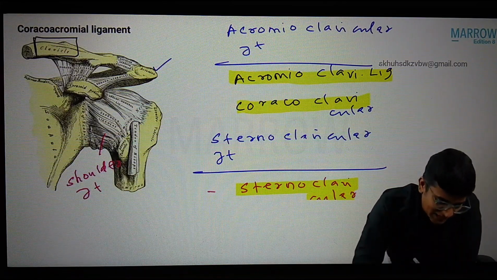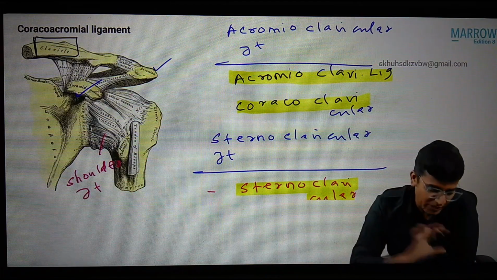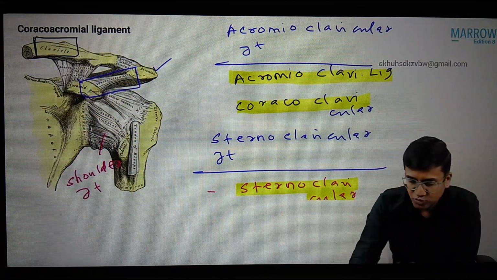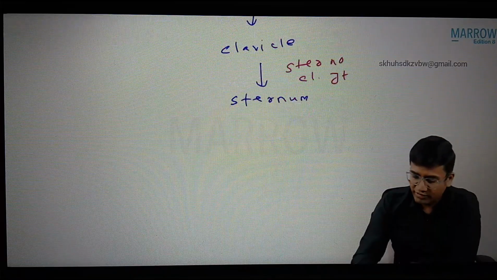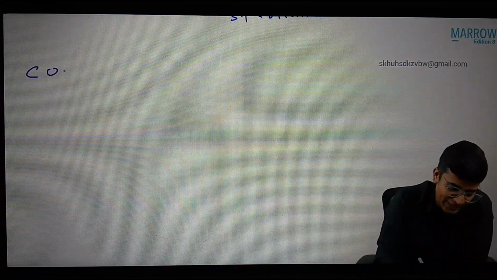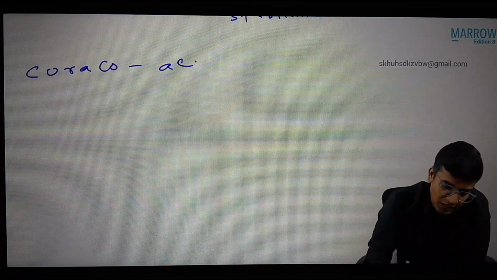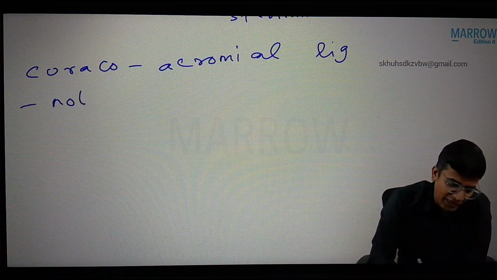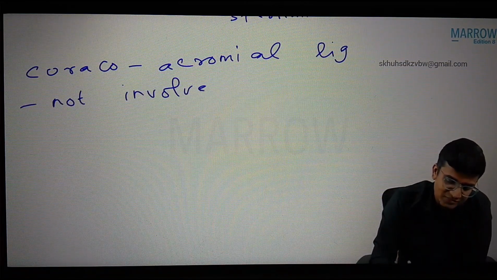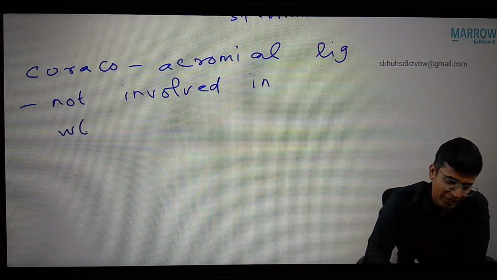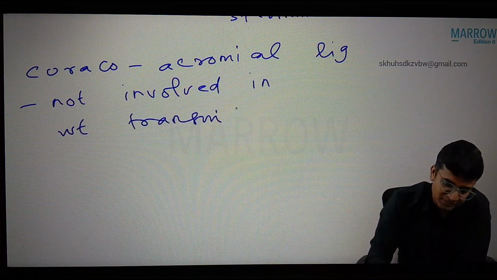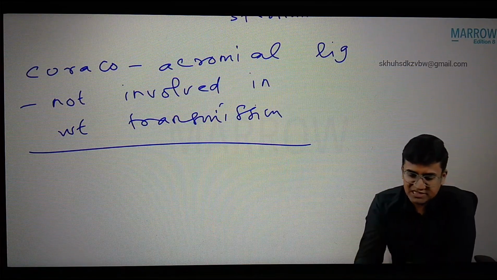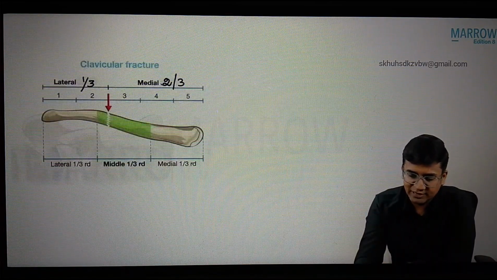This is the acromion process. This is the coracoid process. So between these two processes, we have the coracoacromial ligament. So the coracoacromial ligament is not involved in weight transmission. Please write. Coracoacromial ligament is not involved in weight transmission. So this is how the weight is transmitted from the upper limb to the trunk.